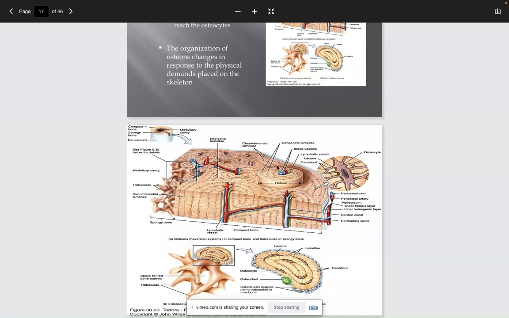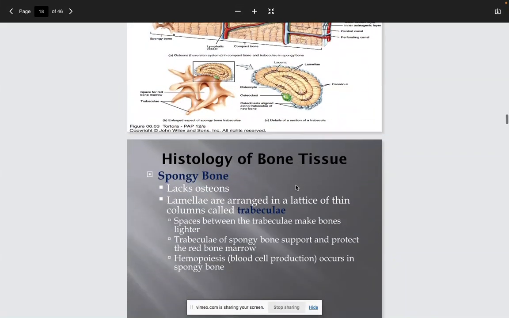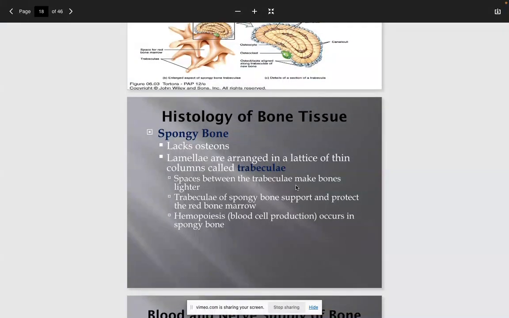These are like the rings on a tree trunk. And inside of those lamellae are going to be something called lacunae. Lacunae are going to have those osteocytes. We know that the canaliculae are going to have these blood vessels that are going to supply the osteocytes. In class, we talked a little bit about the histology of bone tissue. So, spongy bone lacks osteons, and lamellae are arranged in a lattice of thin columns called trabeculae. Okay, this differs from our compact bone that we've talked about.